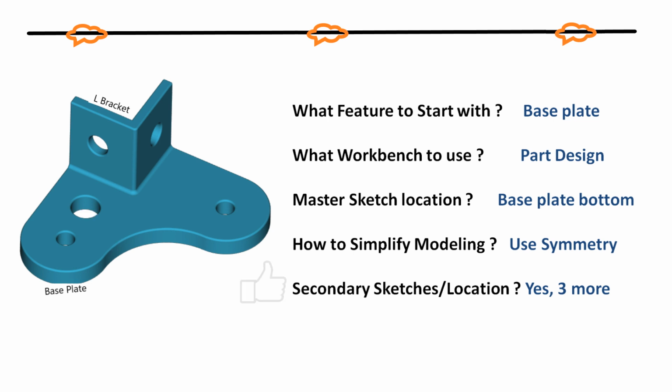Secondary sketches. In this model I'm going to model the L bracket portion with a second sketch, placing it on the base plate. We will create two more sketches to capture the two other holes. Finally, I'm going to dress the model with fillets since it is recommended to do this as the last step to avoid any topological errors.